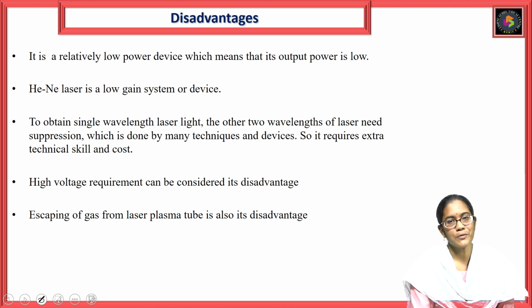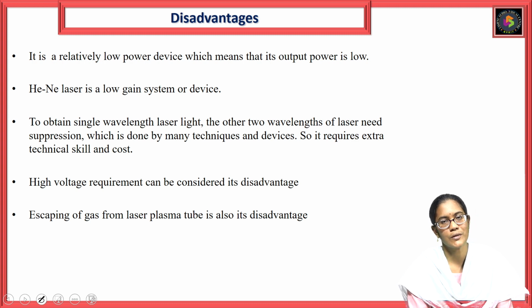Inside the gas discharge tube we are using a gas mixture of helium and neon gases. Some gases escape from the laser plasma tube, which is also a disadvantage. If the gases escape from the tube, the lasing action cannot be done properly. So these are a few disadvantages of the helium neon laser.